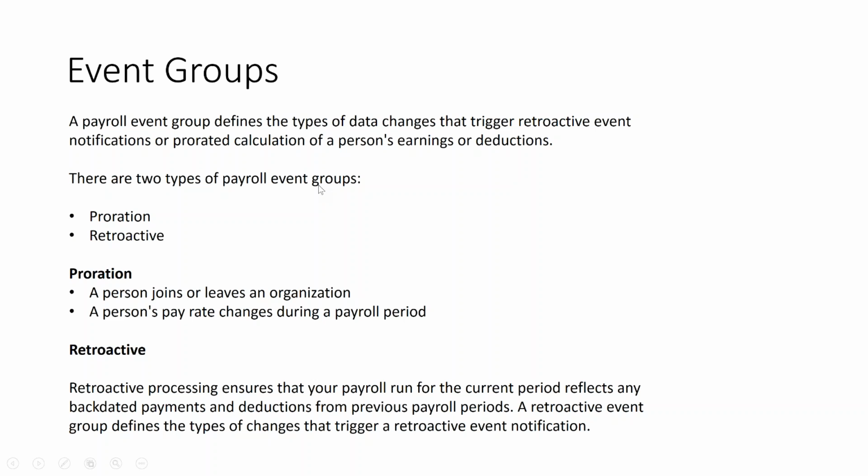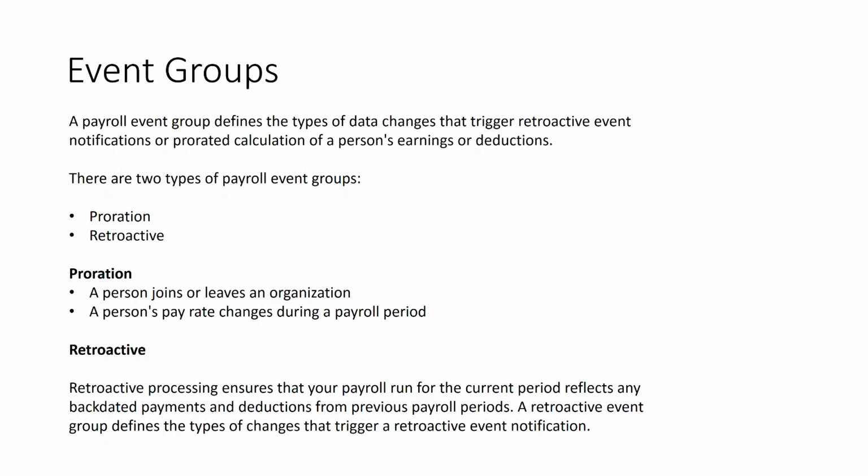So you can see the examples for proration could be a person joins or leaves the organization, a person's pay rate changes during the payroll period. Similarly, retroactive is another event group which also works on the trigger of certain events.